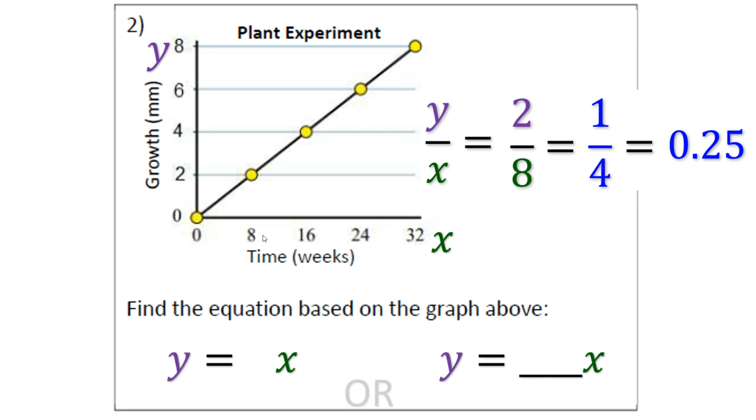So therefore, we have two possibilities for the equation. We could have y equals 1/4 x, or we could have y equals 0.25x. And that's it for today's notes.